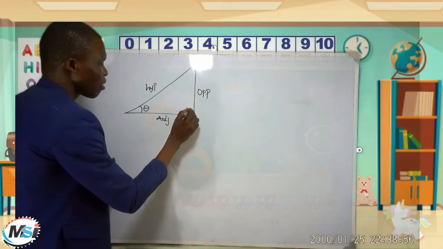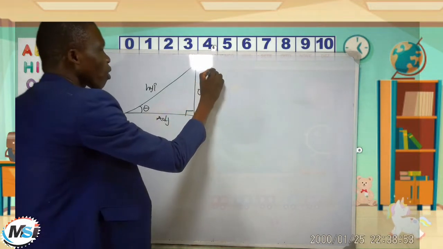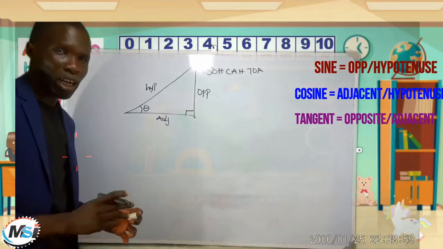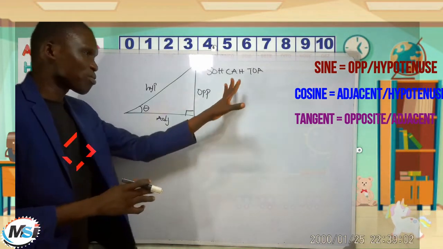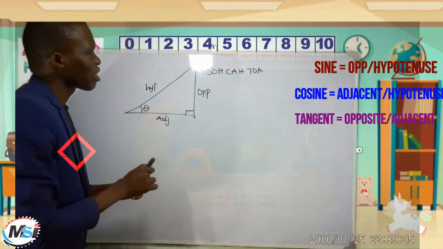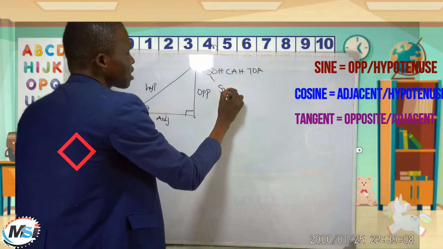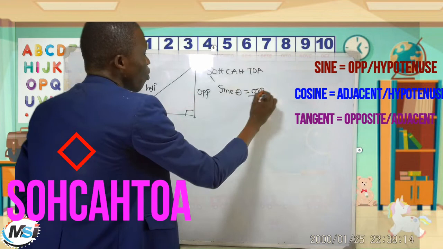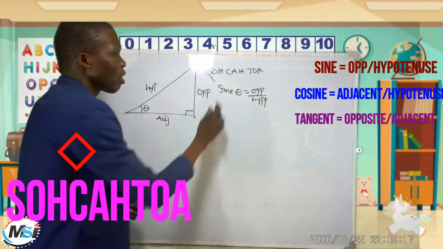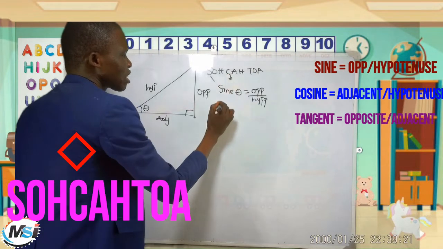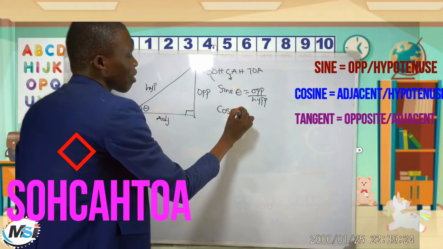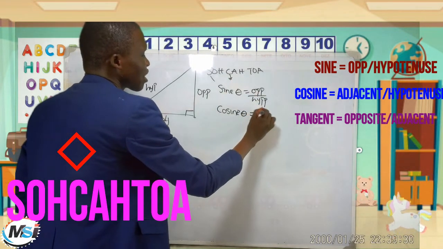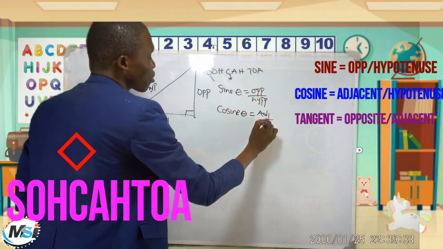Now, from here, we can have what we call SOHCAHTOA. I'll tell you what SOHCAHTOA means. This is just the short form, but you need to understand this. S is sine theta equals opposite over hypotenuse. While C is cosine, sometimes we call it cos theta, equals adjacent all over hypotenuse.